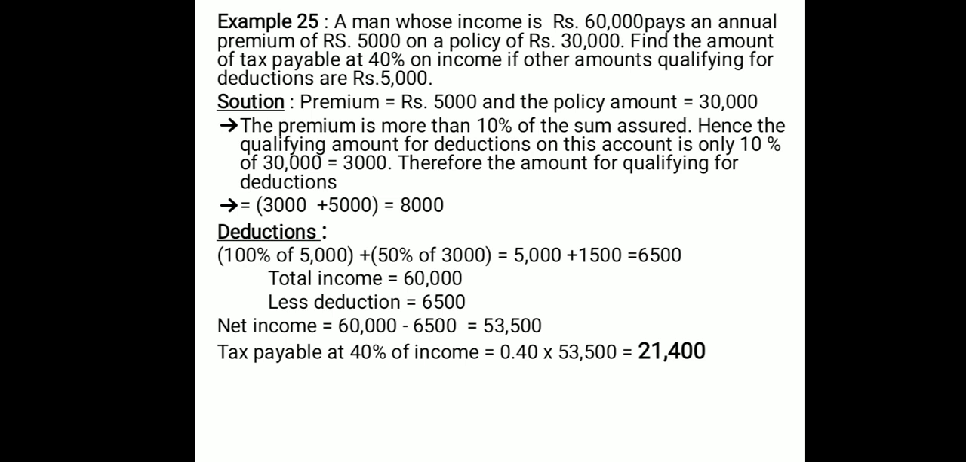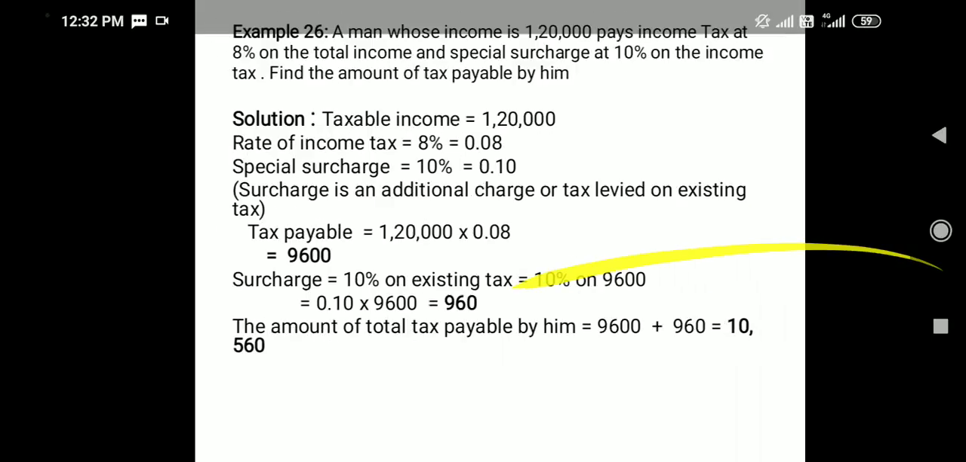Therefore, the tax payable is at 40% of the income. What is the income? 53,500. Therefore, tax payable at 40% of income equals 0.4 into 53,500, that gives you 21,400.